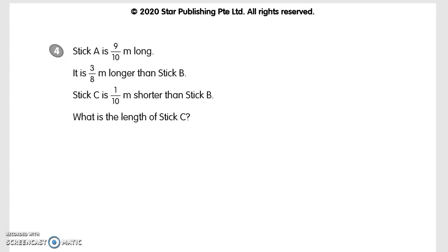This is question 4 of page 126. Stick A is 9 out of 10 meter long. It is 3 out of 8 meter longer than stick B. Stick C is 1 out of 10 meter shorter than stick B. What is the length of stick C?